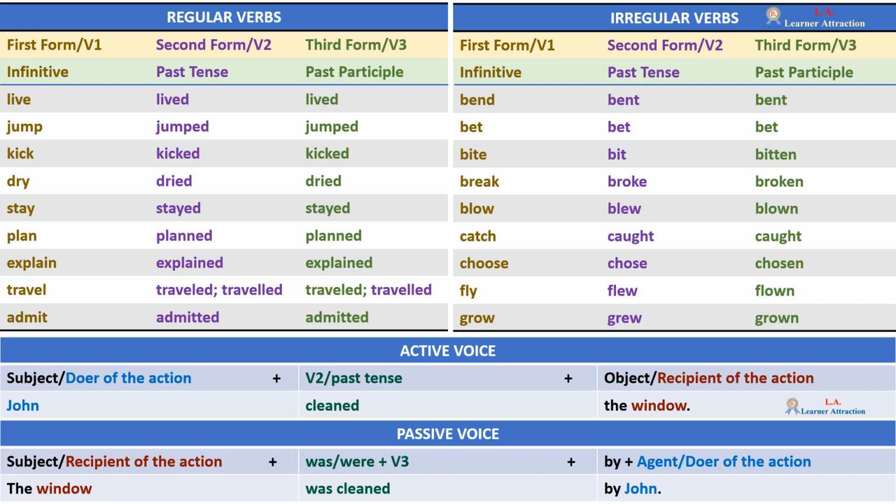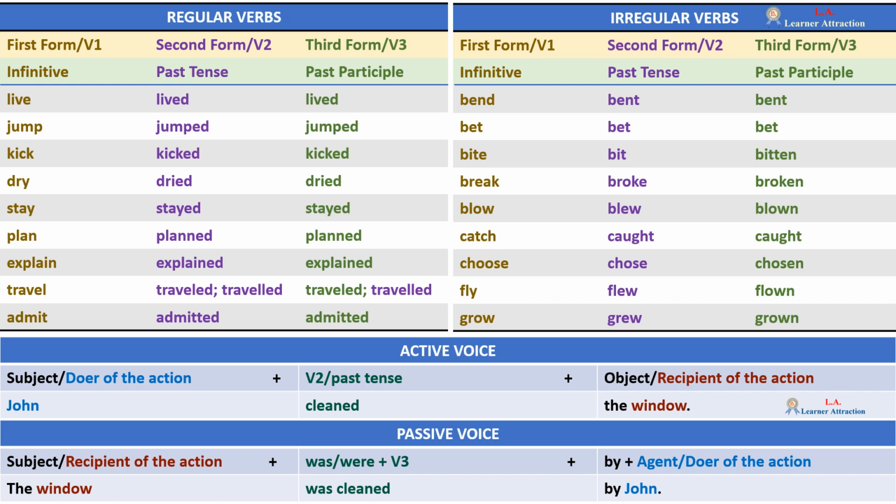Travel, traveled, traveled. In British English, this word is spelled T, R, A, V, E, L, L, E, D. Admit, admitted, admitted. Next, let's take a look at the past tense of irregular verbs. Verb 1, the base form, or the infinitive: bend. Verb 2, or the past tense: bent. Verb 3, or the past participle: bent.